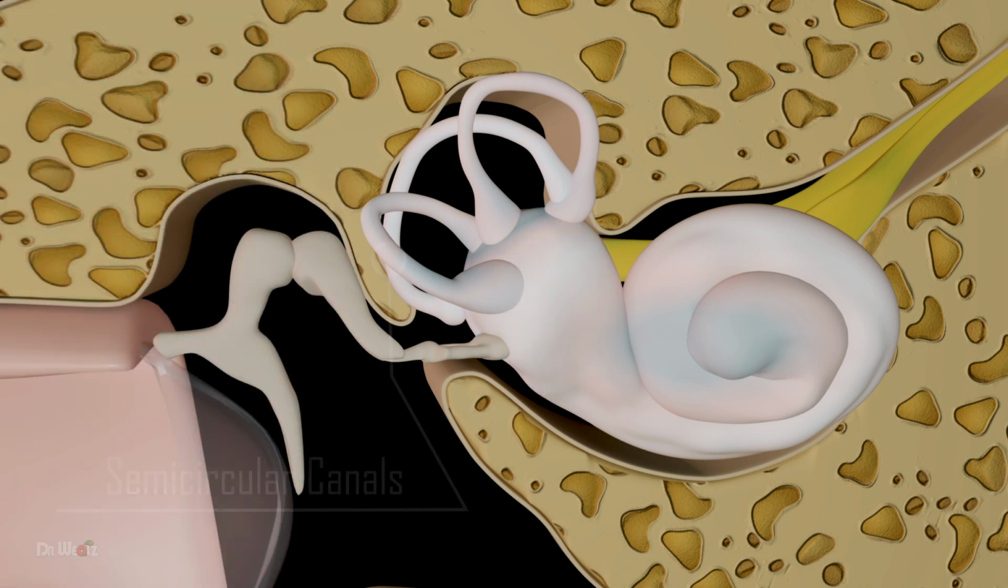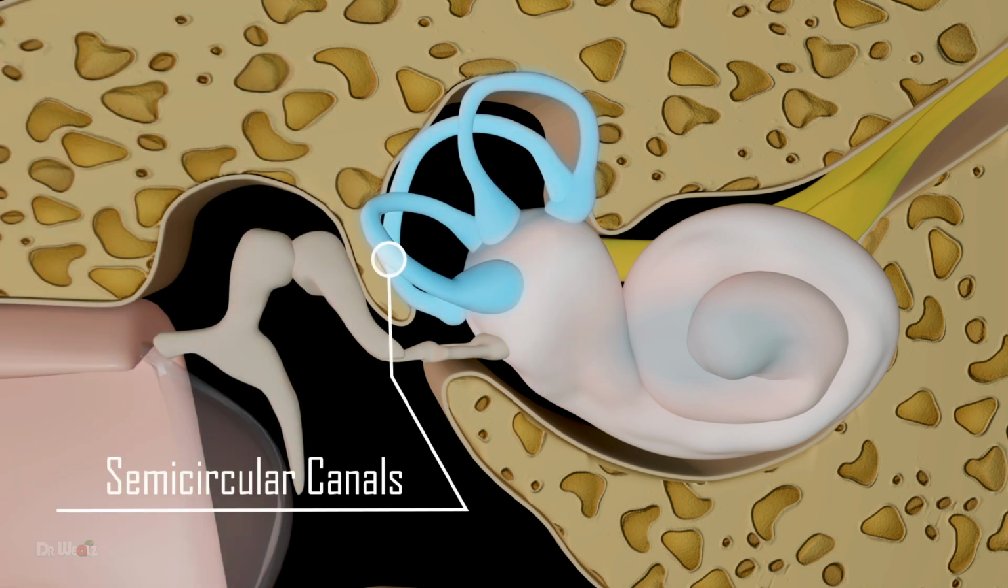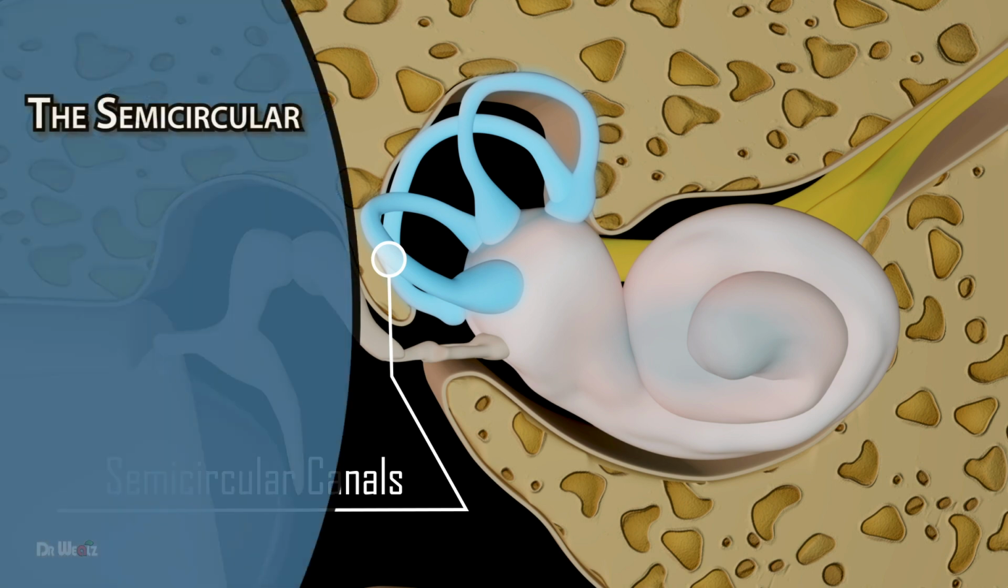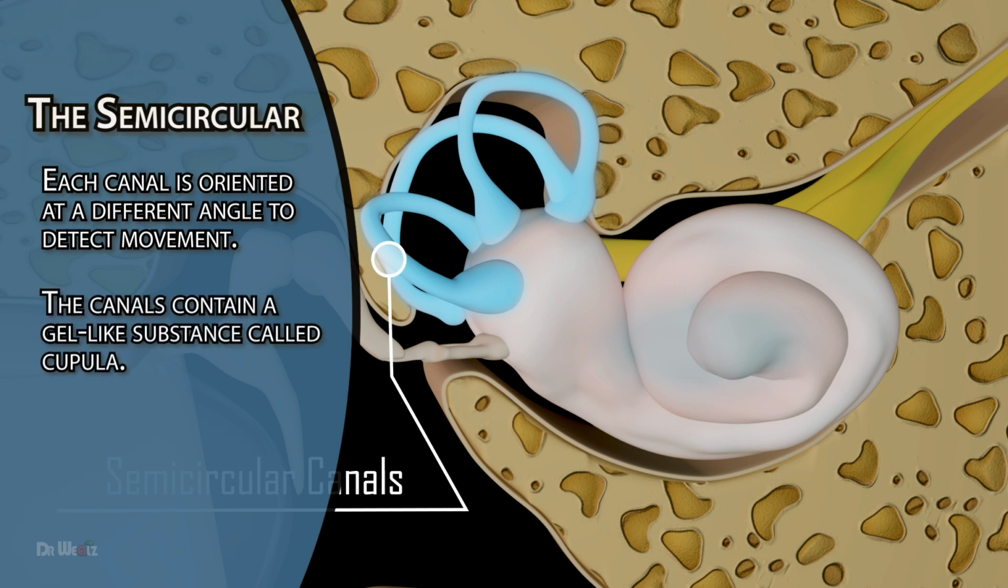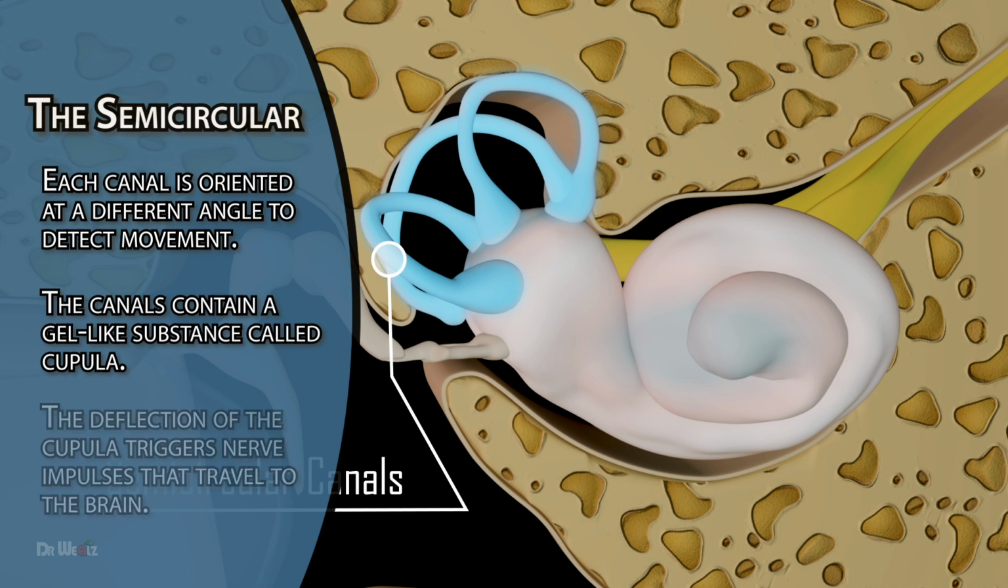The semicircular canals are three fluid-filled canals that detect rotational movement of the head. Each canal is oriented at a different angle to detect movement in different directions. The canals contain a gel-like substance called cupula, which deflects in response to the movement of the fluid in the canals. The deflection of the cupula triggers nerve impulses that travel to the brain and help us maintain balance and coordination.